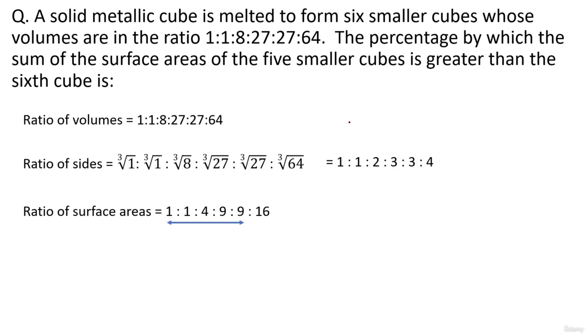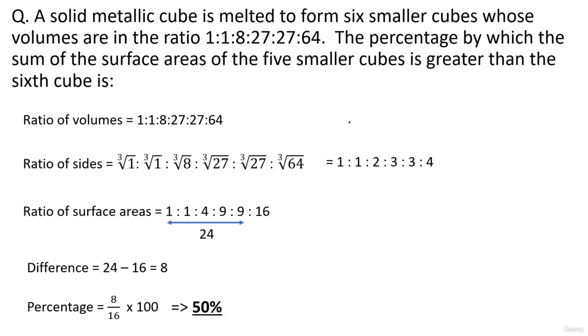And from them, the five smaller cubes have the surface area as 1 plus 1, 2, plus 4, 6, plus 9, 15, plus 9, 24 units square. And the sixth cube has the surface area equal to 16. The difference of these two, 24 and 16, is 8. Now 8 is what percentage greater than the surface area of the cube, so it's basically 8 out of 16 in percentage.